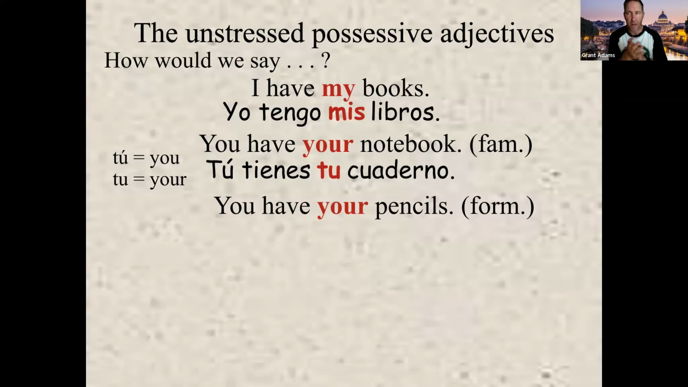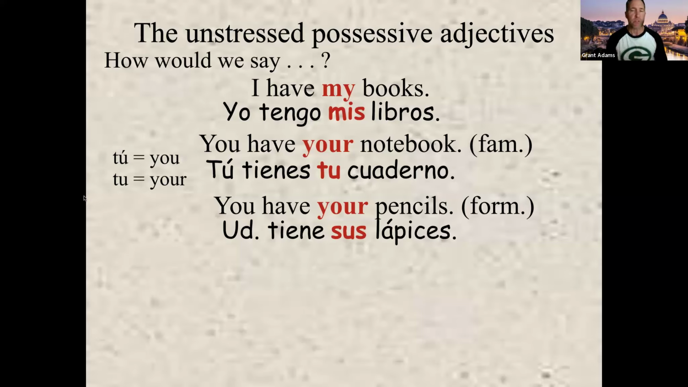How would you say that? A ver. Vamos, vamos. Okay, okay, Chris, interesting. You can have it in that word order. That's fine. It's still grammatically sound. Okay, excelente, muy bien. Okay, usted tiene sus lápices. Excelente. Usted tiene sus lápices. Muy bien. Excelente. Muy bien.